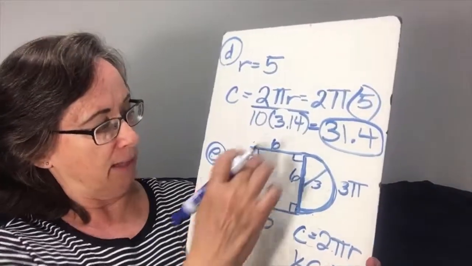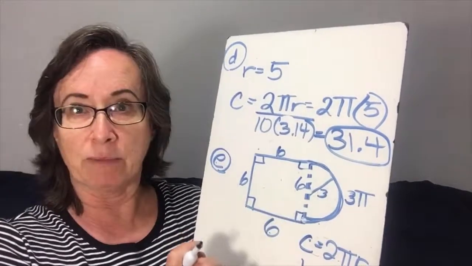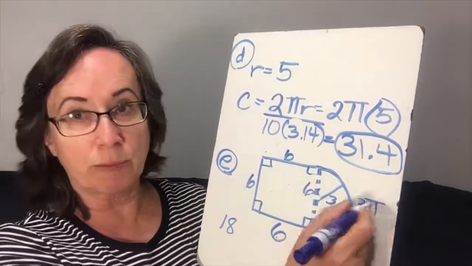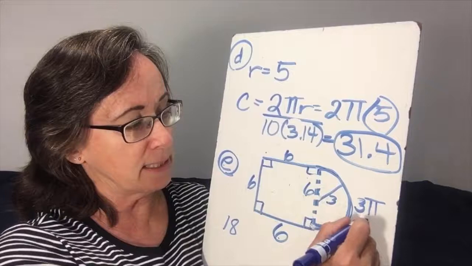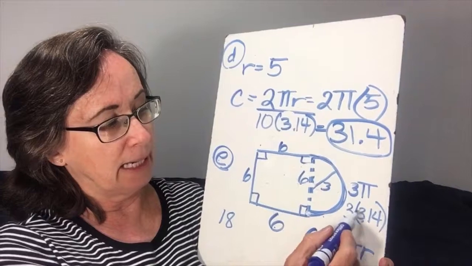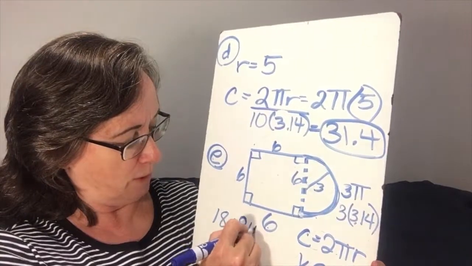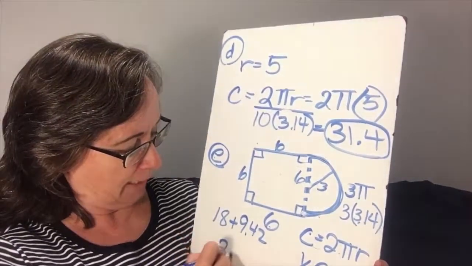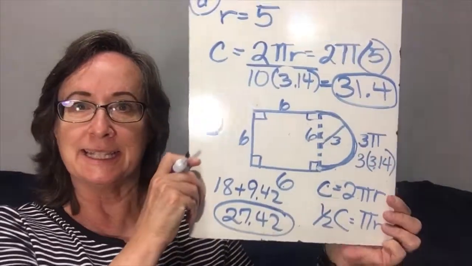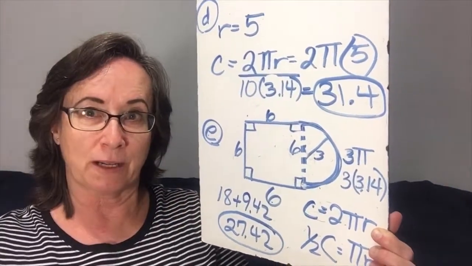So now let's do the math. 6 plus 6 plus 6. Remember, this side right here is dashed. We don't add that one in. So 6 plus 6 plus 6 is 18. And then 3 times pi is 3 times 3.14, which is going to be 9.42. So we're going to add 9.42. And when we add it all together, we're going to get 27.42. And that is the end of Lesson 3 in your Orange Book.